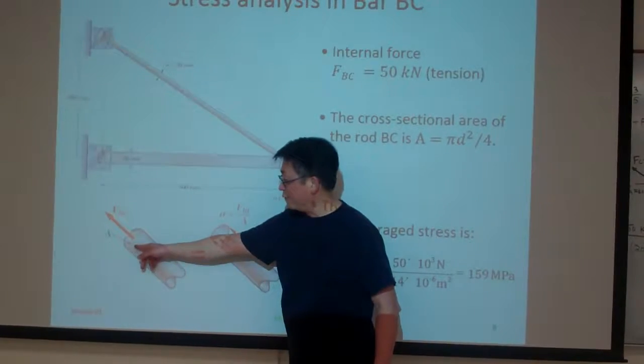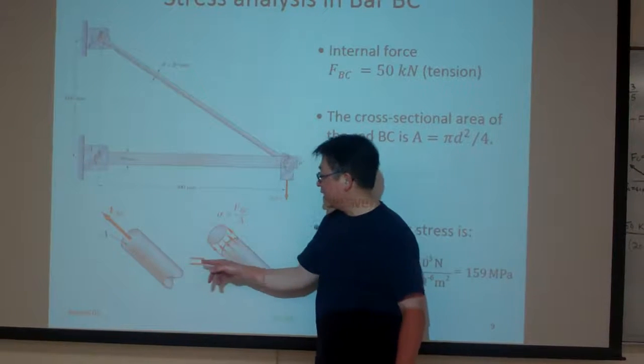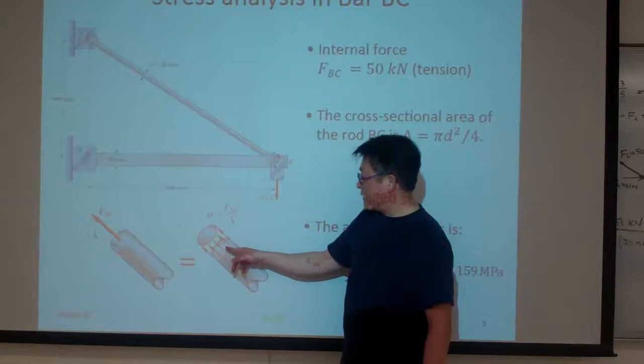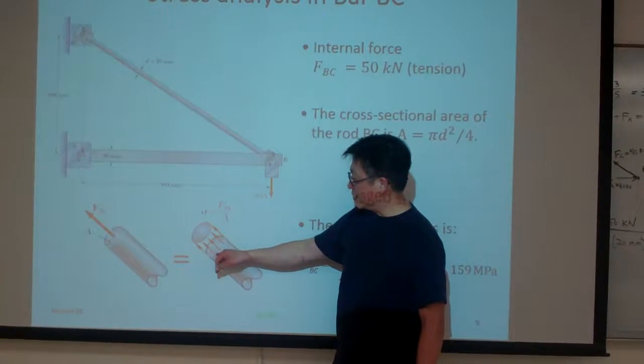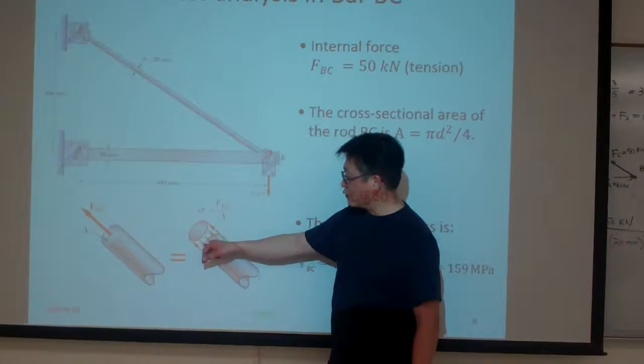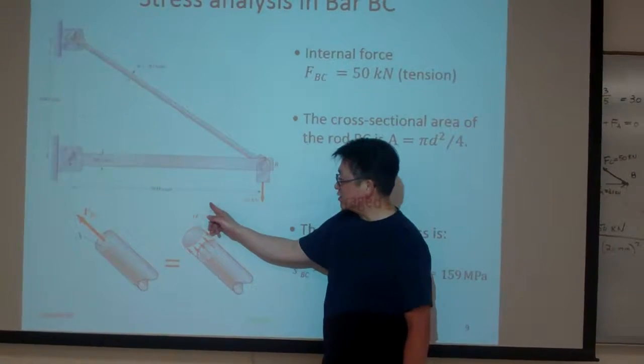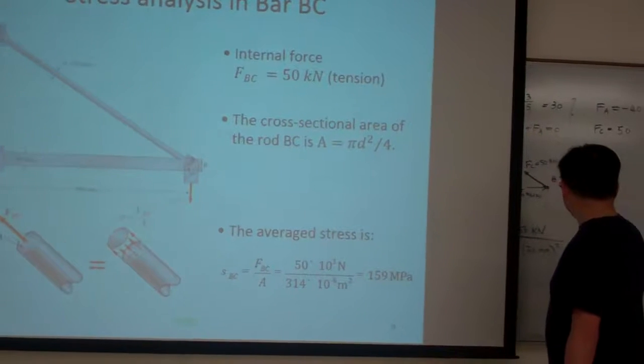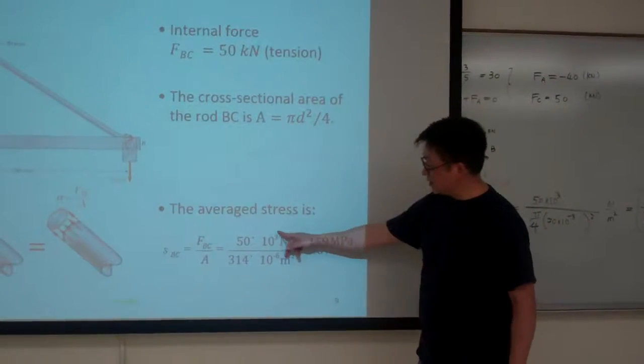We simply divide that force by the cross-sectional area, and what we obtain is the average stress. The average stress basically means that at every single point on the cross-section we have the same magnitude, which is determined by this calculation. And that is shown in our calculation here, or repeated here.